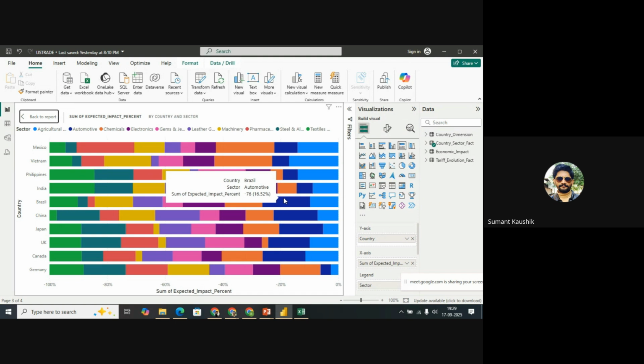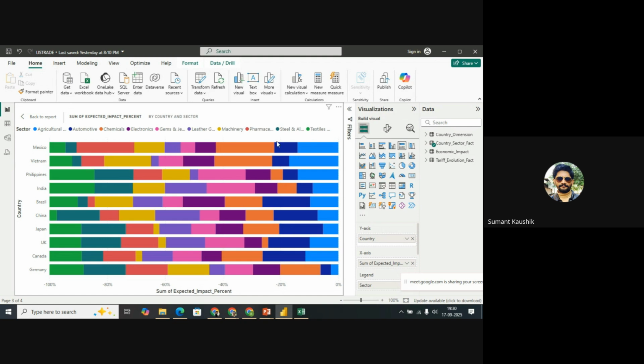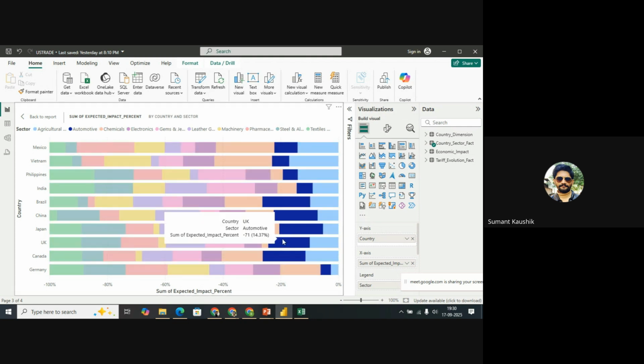Second is the case of the automotive sector. In the automotive sector, for Mexico the impact will be 29%, for Vietnam 74, for Philippines 22, for India 25, Brazil 76, China 72, Japan 74, and UK 71, and Canada 74.